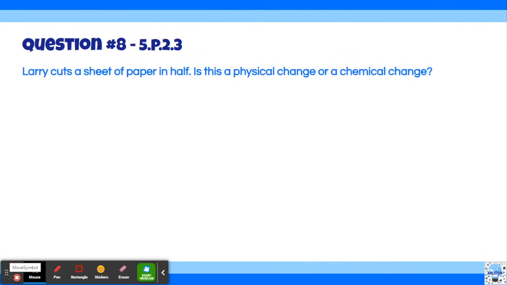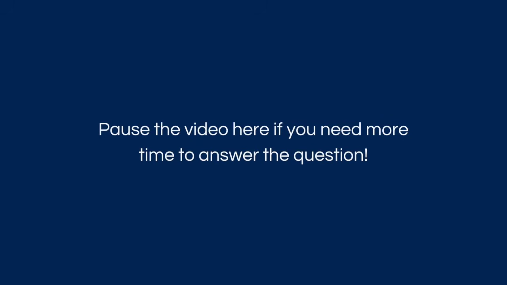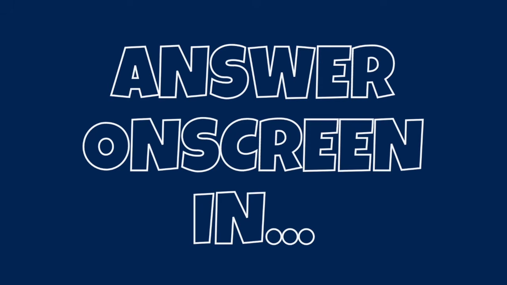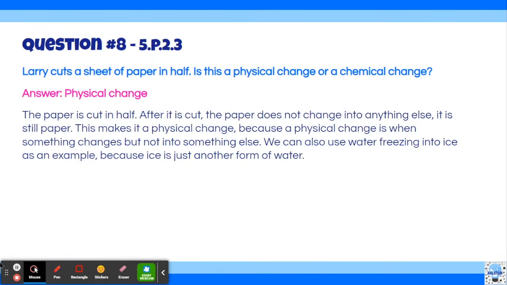Okay, question number 8. Larry cuts a sheet of paper in half. Is this a physical change or a chemical change? The answer is a physical change. The paper is cut in half. After it is cut, the paper does not change into anything else. It's still paper. So this makes it a physical change, because a physical change is when something changes, but it doesn't transform into something else.